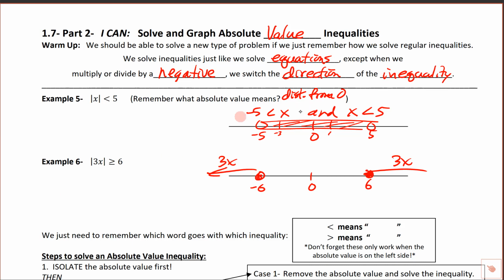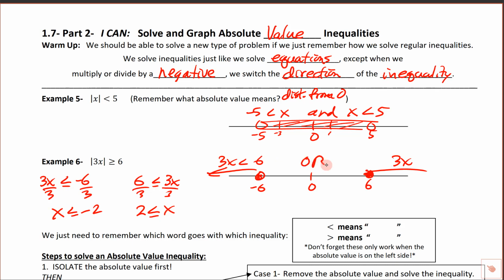So let me solve this one. Those didn't need any solving. So that means that 3x has to be smaller than or equal to -6. And then this one right here, 3x has to be bigger than or equal to +6. And then we'd solve each one of those. So we're going to divide by 3. So this is -2. And then on this one right here, we're going to divide by 3. So this is going to be 2, and x is there. And if I wanted to, I could flip those around. And because it comes in 2 pieces, we'd have to have an or.